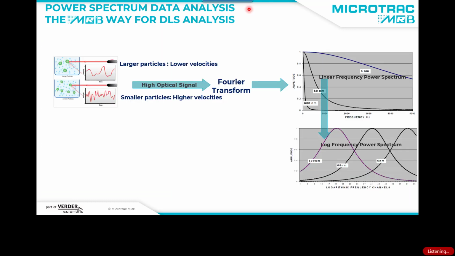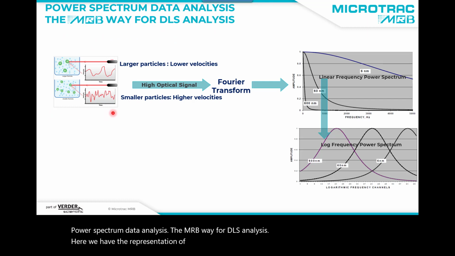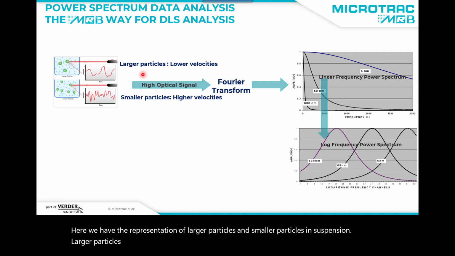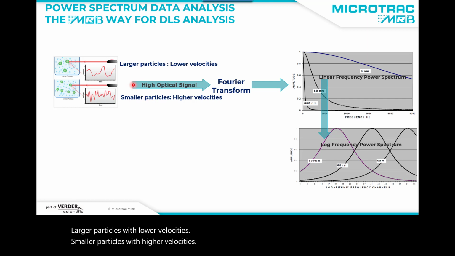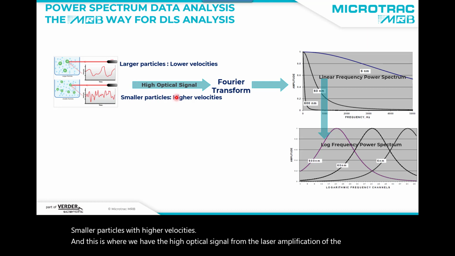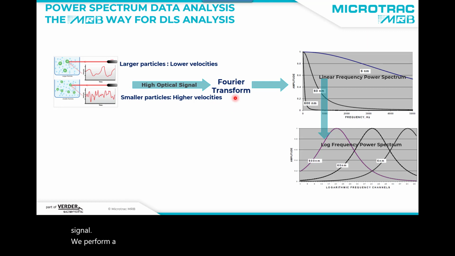Power spectrum data analysis, the MRB way for DLS analysis. Here we have the representation of larger particles and smaller particles in suspension, larger particles with lower velocities, smaller particles with higher velocities. And this is where we have the high optical signal from the laser amplification of the scatter signal. We perform a Fourier transform on that data, and we get a linear frequency power spectrum.